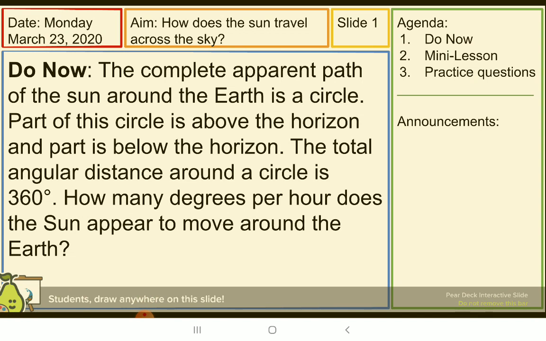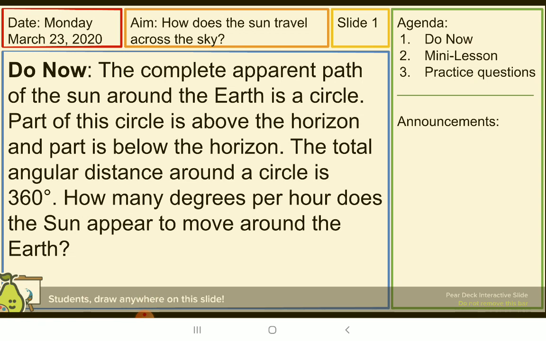So, we're going to continue on for what we did a couple weeks ago, where we were talking about insolation and the sunlight and all that good stuff in the seasons. So, today's aim is how does the sun travel across the sky? So, your do now is right here.